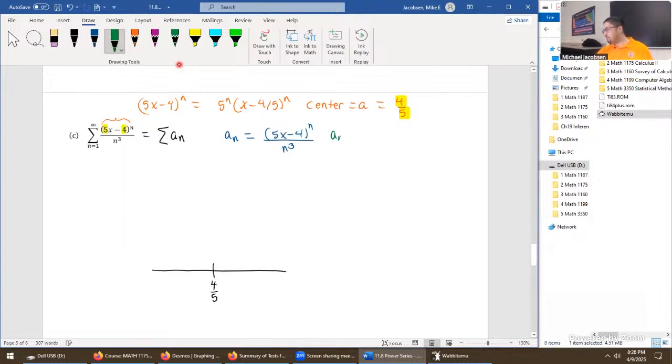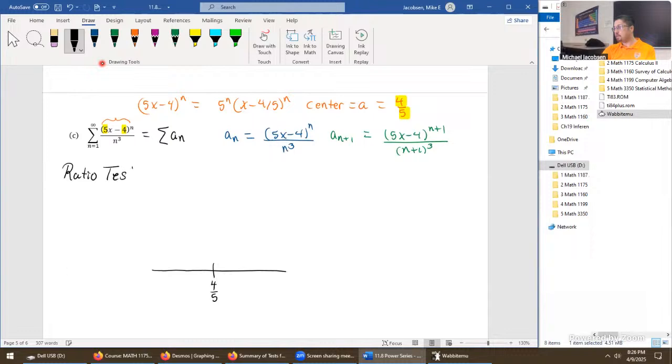a_(n+1), hopefully my voice holds out for the rest of this, is going to be (5x minus 4) to the power of n plus 1, divided by (n plus 1) cubed. So those are the two pieces we need in the ratio test. Let's now apply it fully by taking the limit as n goes to infinity of a_(n+1), let me change colors on that, a_(n+1) is in green, divided by b_n.